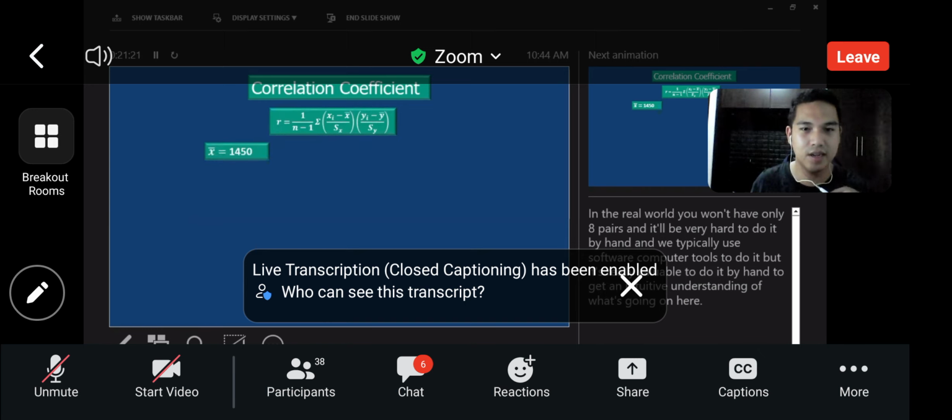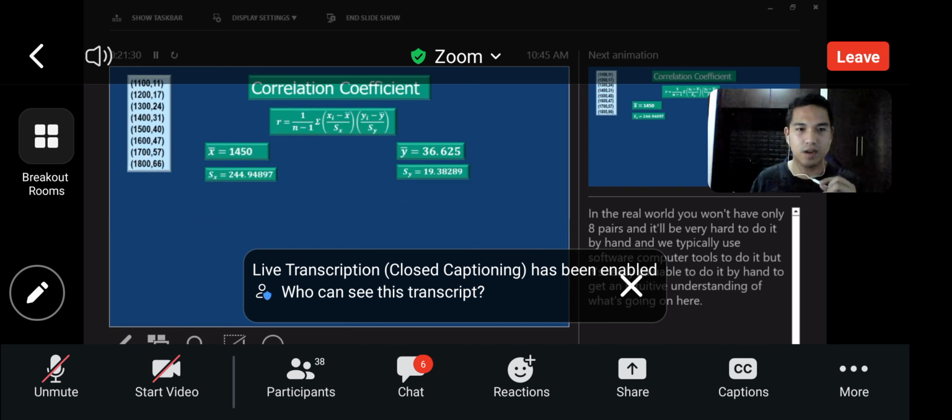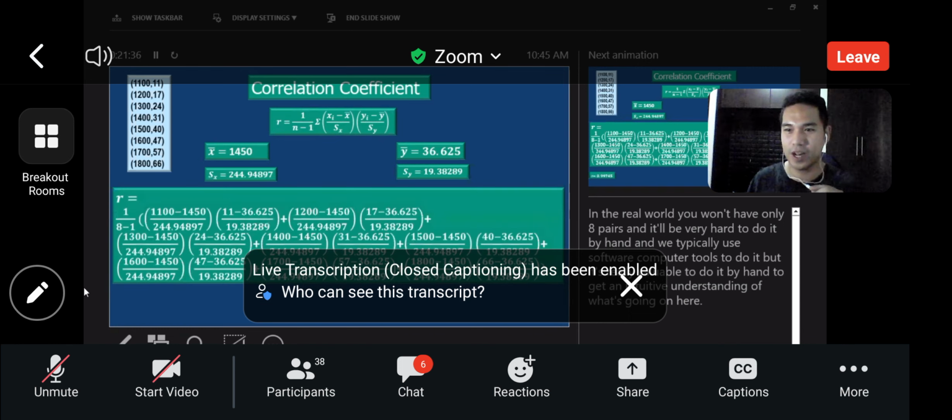So, si x bar, si y bar, si sx, and sy. Substitute po natin yung mga values. So, 1 over n minus 1 magiging 1 over 8 minus 1. Tapos, yung summation is i-add lang lahat po natin, x1 hanggang x8 tsaka si y1 hanggang y8.